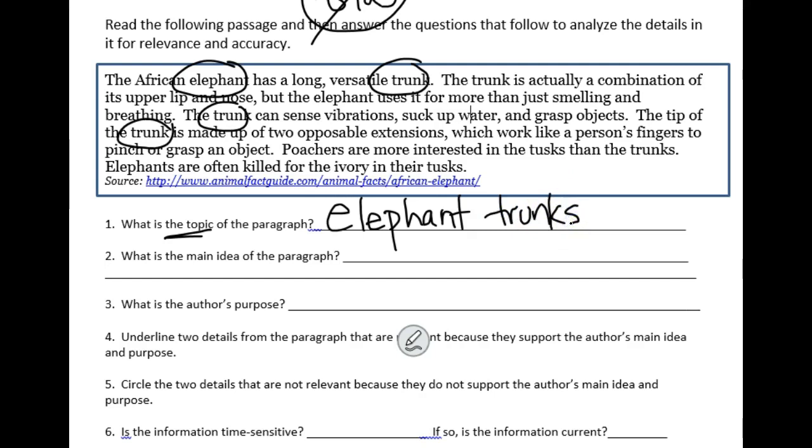The main idea has to go a little bit further. So what about elephant trunks? And you could say more specifically, the African elephant trunk is versatile. Versatile means it can do a lot of things. So let's put that. The African elephant trunk is versatile. Like, it does a bunch of stuff.